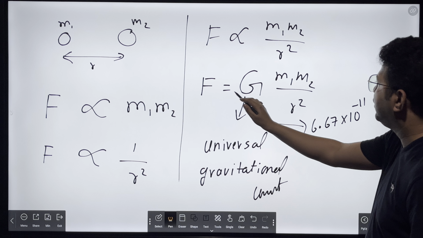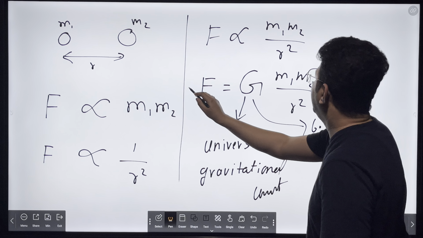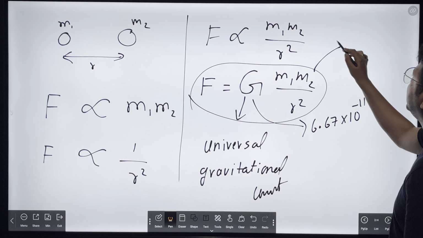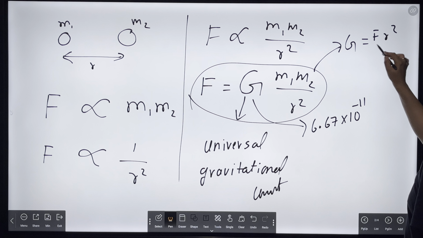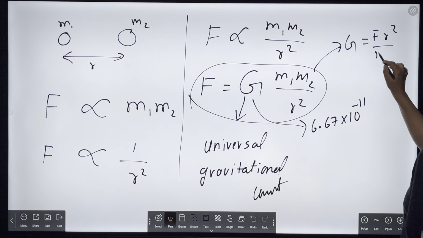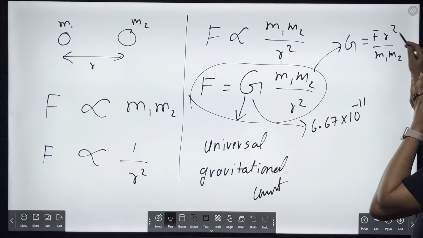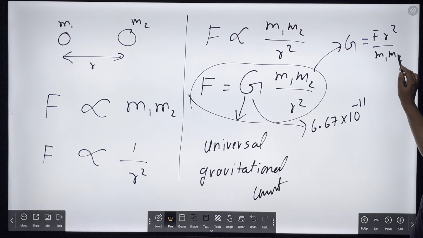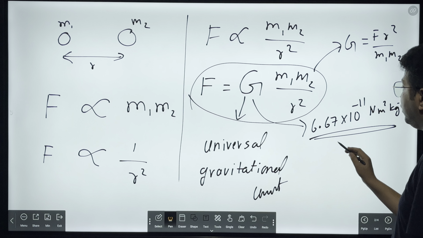So how to calculate the units? G is equal to F into r square divided by m1 m2. F means Newton, r means distance, correct? So distance square, Newton meter square. This is kg into kg, so kg square will go down. So what happens? Newton meter square kg to the power minus 2. So this is the unit of G.